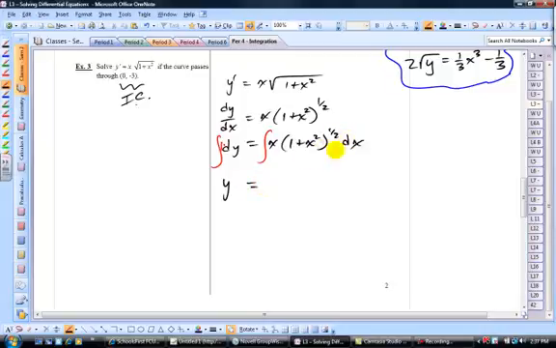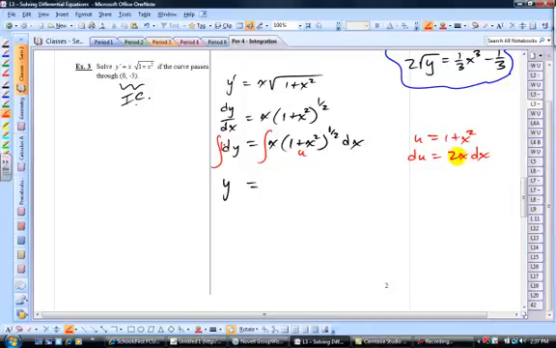Now, this right here requires u substitution because you cannot distribute the x through the binomial because it's being raised to the half power. All right, so we're going to have to let u equal 1 plus x squared. So I'm going to do that off to the right. Let u equal 1 plus x squared. Use u substitution. du is going to be 2x dx.